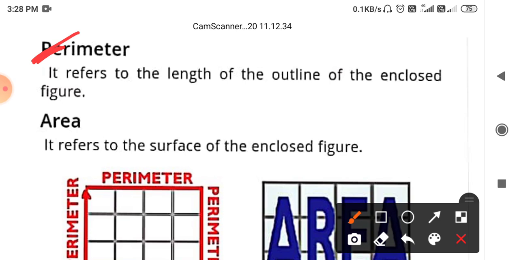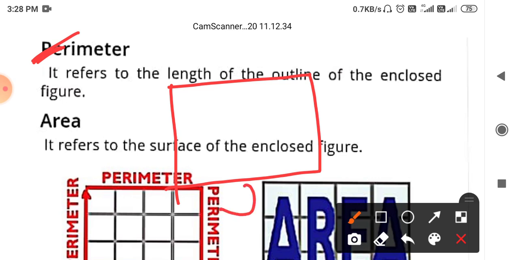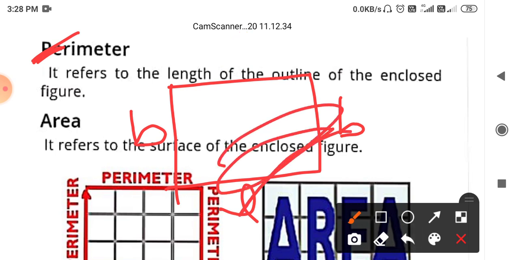Like as given here, this is a rectangle. So how to calculate its perimeter? If length L and breadth B are given, you can calculate its perimeter easily, because the sum of all sides is the perimeter.